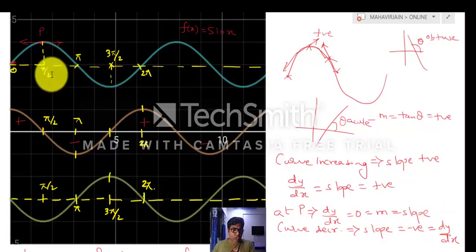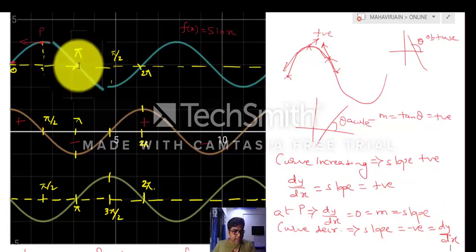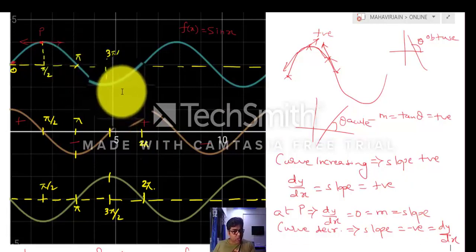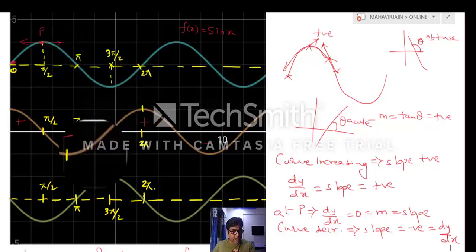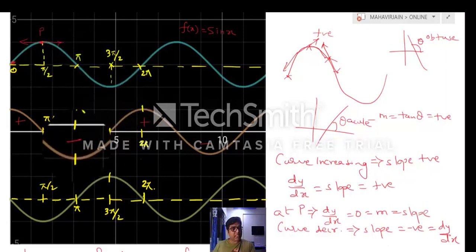So here I come to the point pi by 2 to pi. The curve is decreasing. So when the curve is decreasing, it is in fact decreasing from pi to 3 pi by 2 also. But it is decreasing. So the curve is decreasing, the derivative has to be negative. I hope I have made myself very clear.